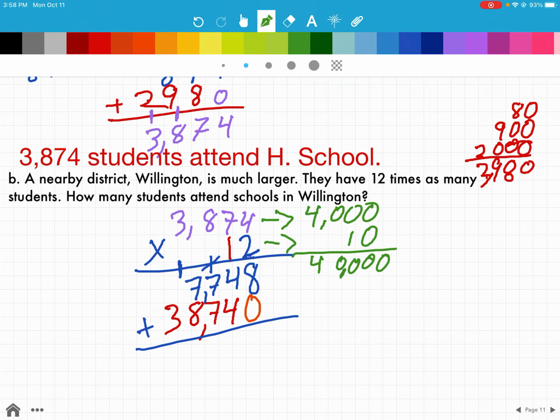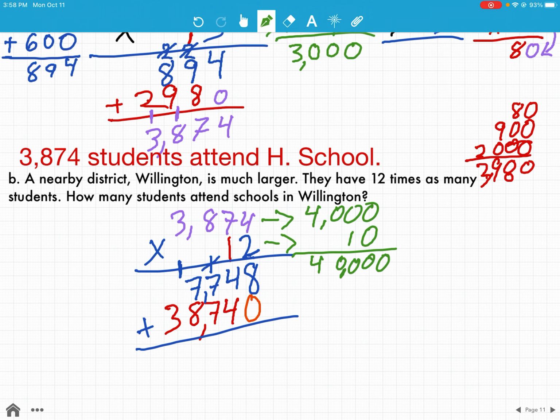All right, so now I finish up my answer. I'm going to go ahead and keep green and just add. 7 plus 7 is 14. 7 plus 8, or plus 1, is 16.